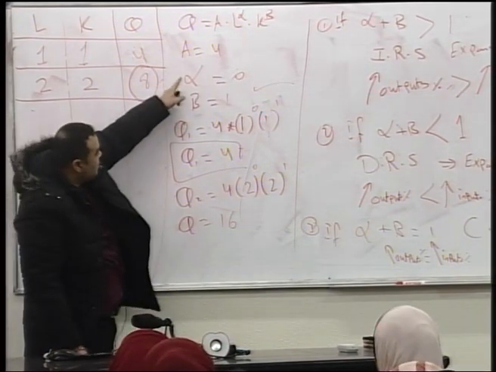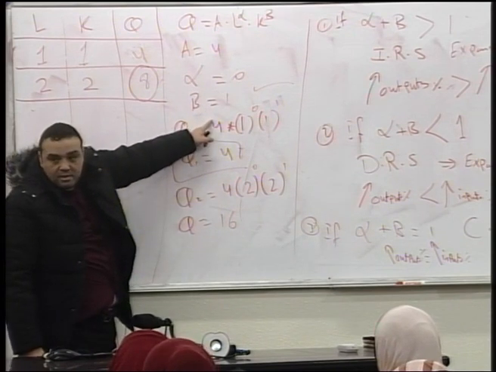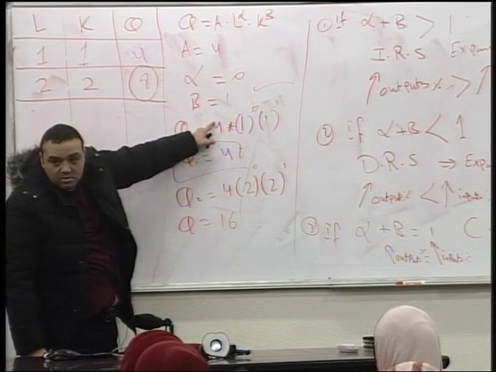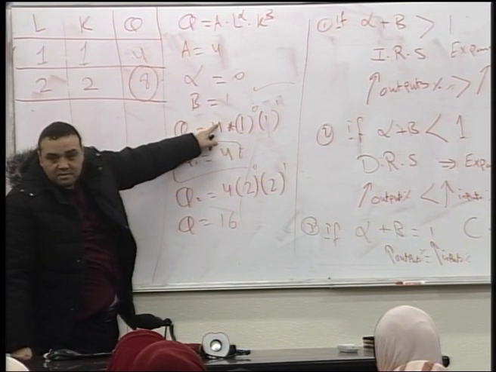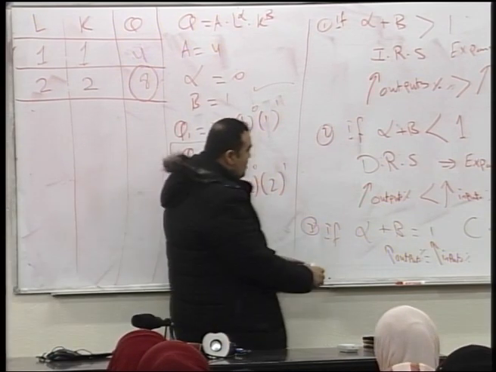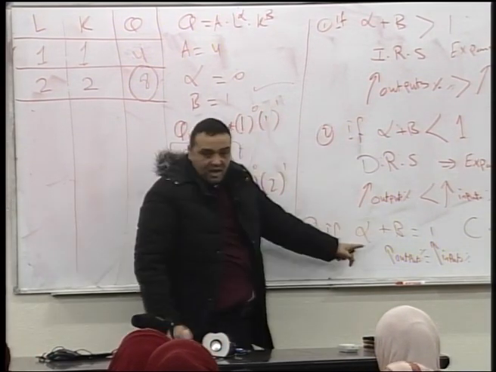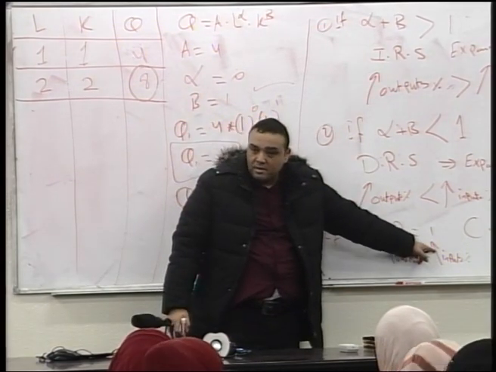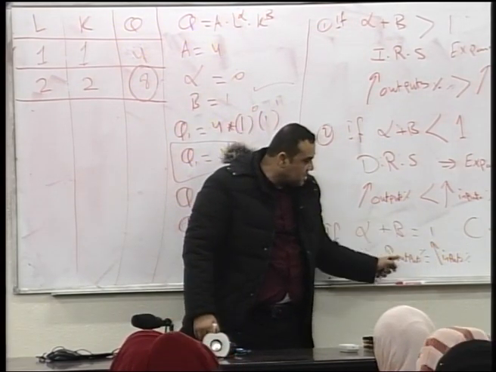Here alpha 0, beta 1. What is their sum? This assumption is case number 3: if alpha plus beta equals 1, here we have constant returns to scale.